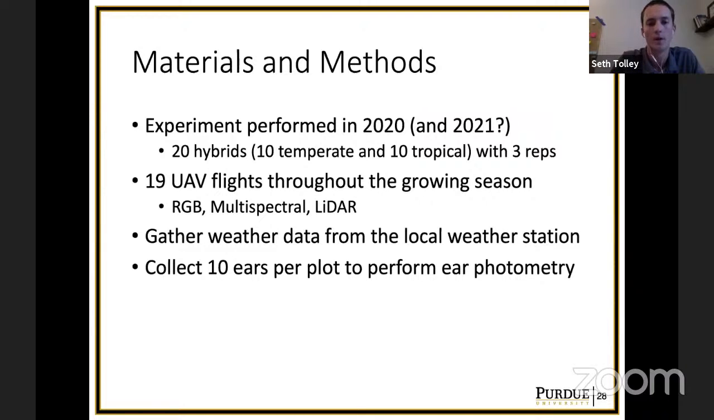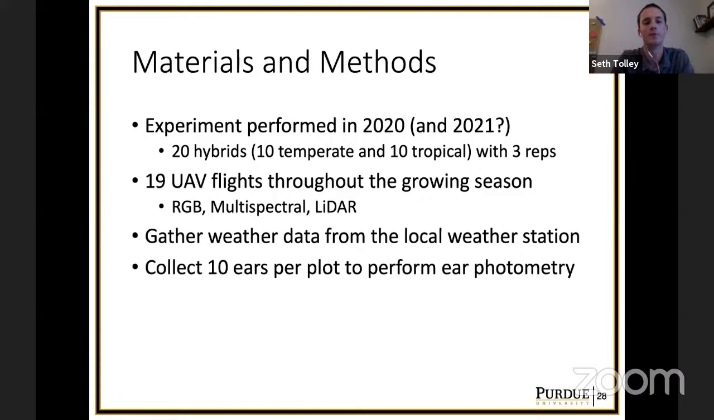This work was performed this year in 2020, and it'll also be done in 2021. We evaluated a subset of the hybrids that we did in the first study, where we had 10 temperate and 10 tropical inbreds that were evaluated for their testcross performance with PHPO2. And this was done with 3 reps.